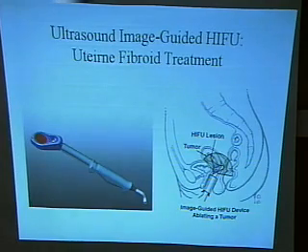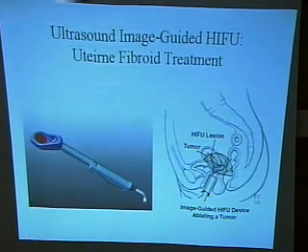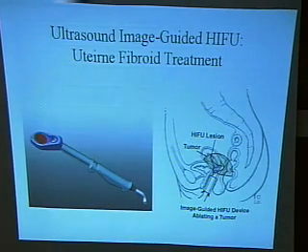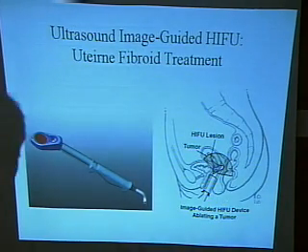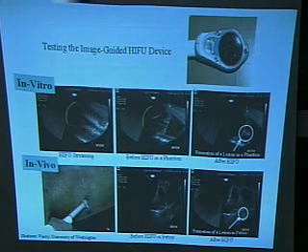So we put the two together. We said, well, why don't we develop a transvaginal, ultrasound image-guided HIFU device? This is our vision for visualization and treatment of the fibroid. This is the actual photograph of the device.